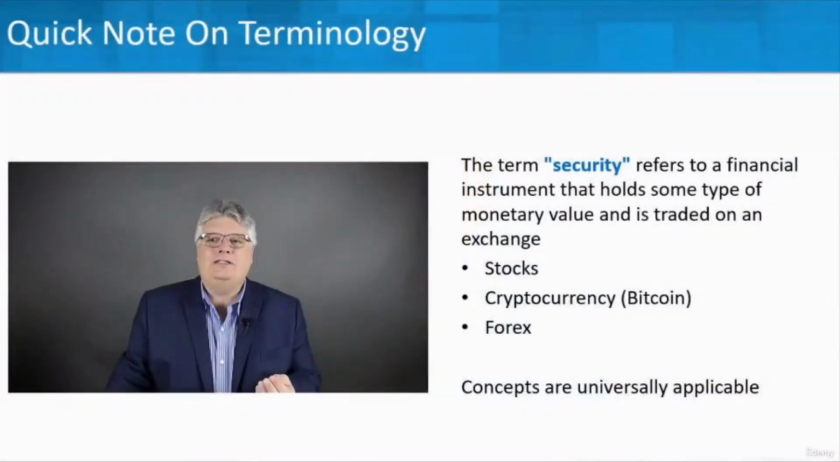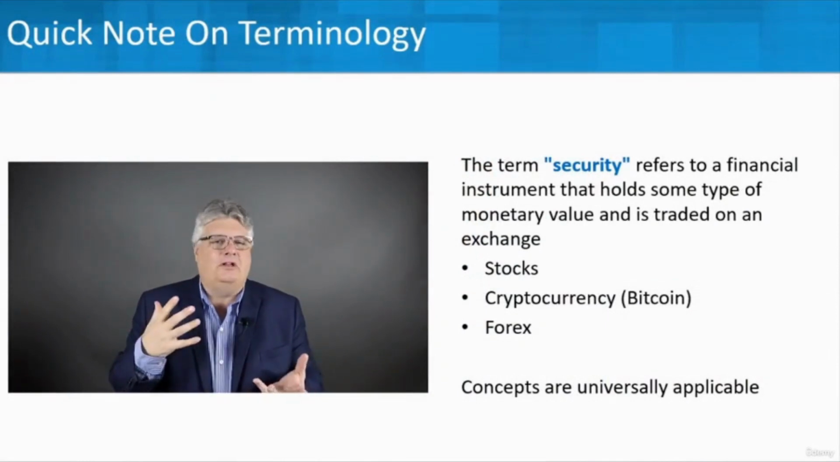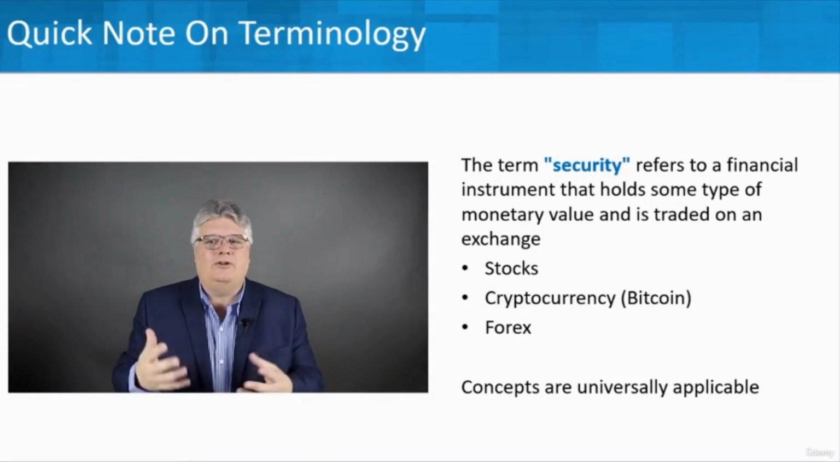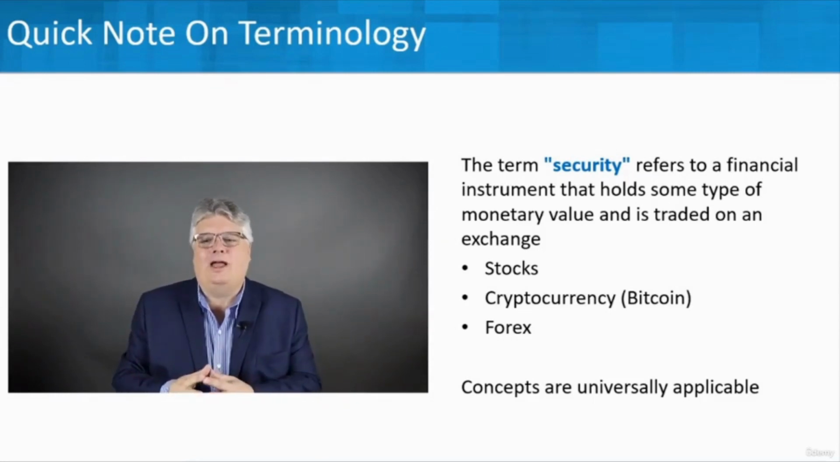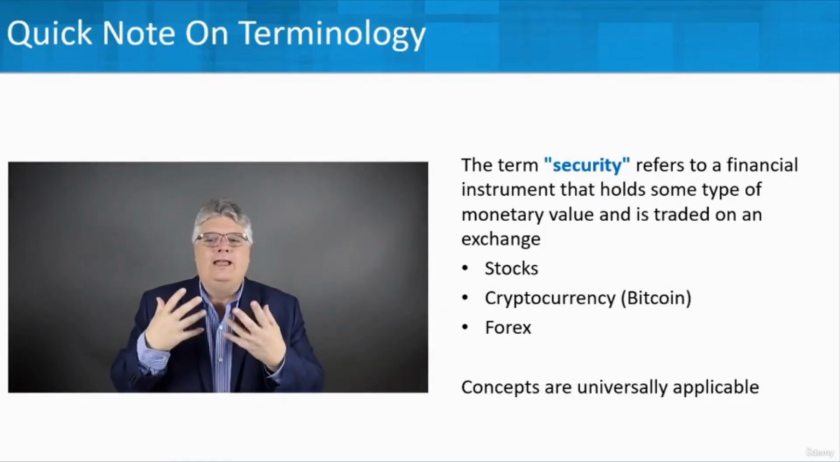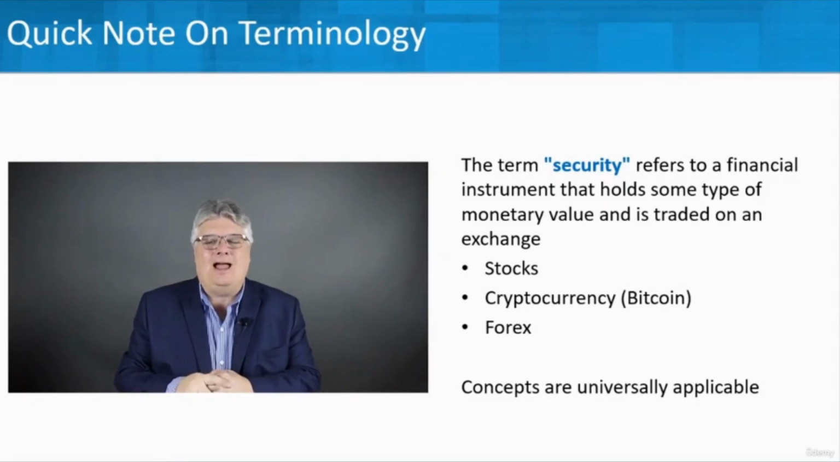And one thing you'll see me do in this course is we'll talk about securities, right? So a security can be things like a stock or a cryptocurrency like Bitcoin or Ethereum or Ripple or whatever, or the Forex market, where you're trading currencies like rupees or dollars or euros or pounds. All these things are, for our definition, securities, and they're really relating to a financial instrument that holds some type of monetary value and that is traded on an exchange, so we can trade these securities. And that's the big idea behind securities and part of that whole universal language.